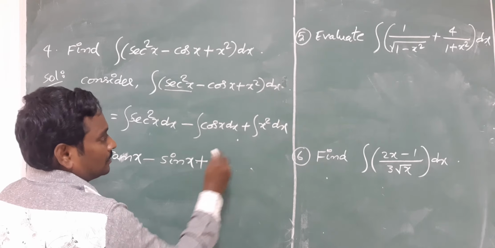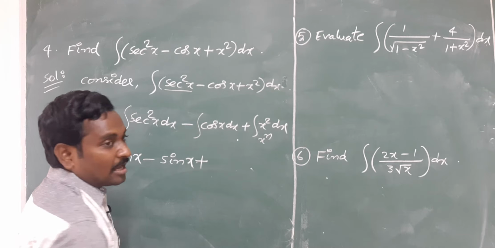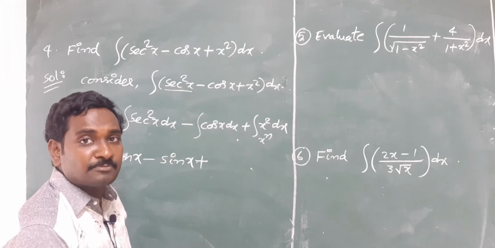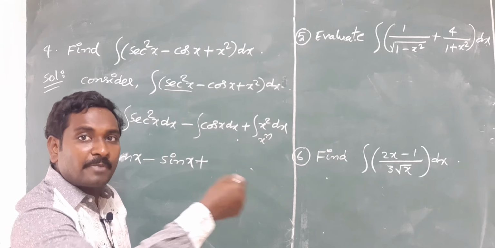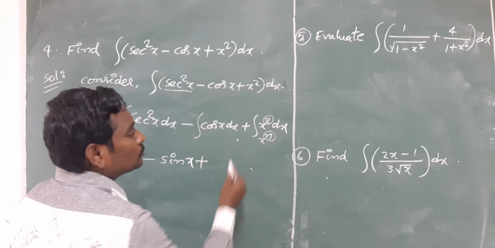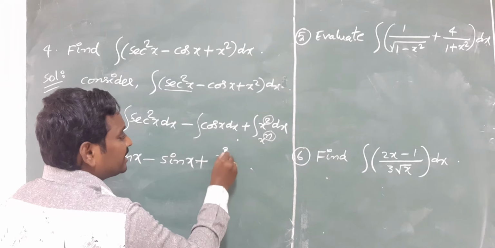Plus, what is the integration of x square dx? It is in the power formula. The integral of x power n is known as the power formula: integral of x power n is equal to x power n plus 1 by n plus 1. Here we have n equal to 2, so you will get x power 2 plus 1 by 2 plus 1, which is x cube by 3.